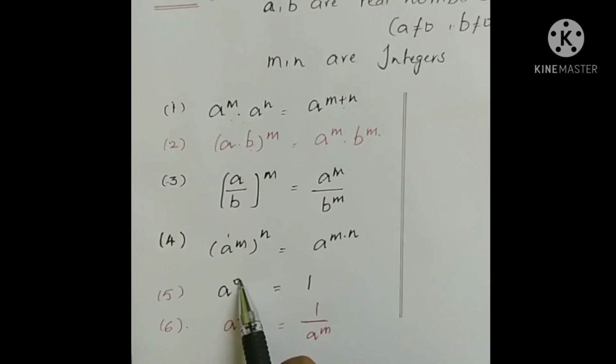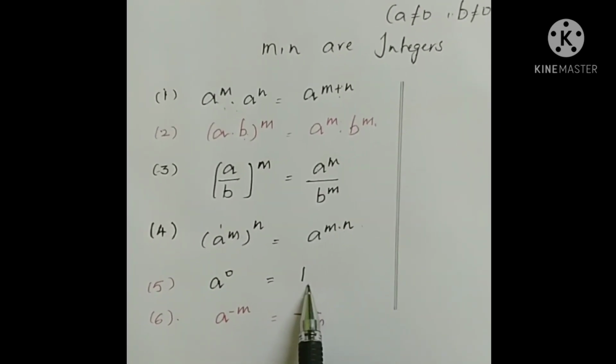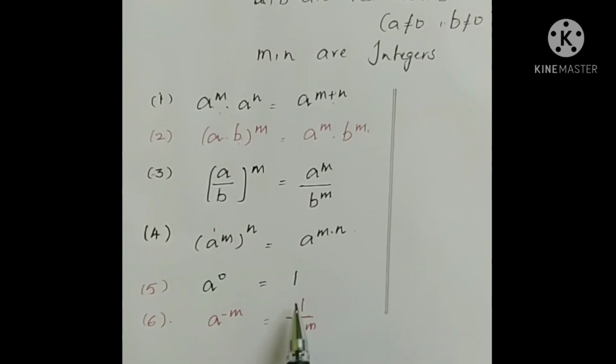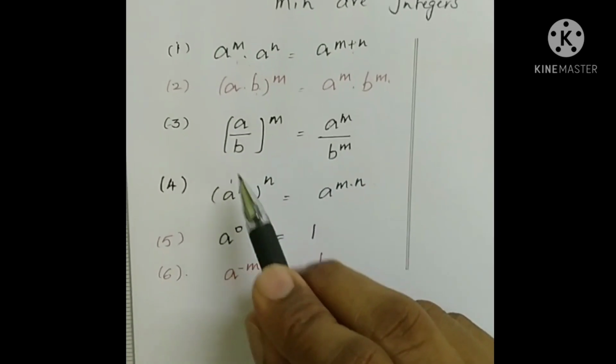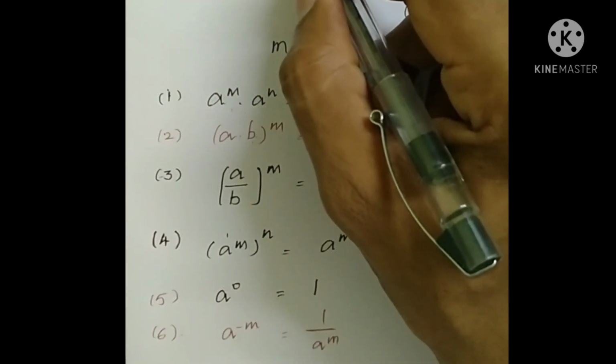Next one, something to the power of 0. Here a to the power of 0 is equal to 1. Next one, a power minus m is equal to 1 by a power m. These are the 6 types of laws related to exponents.